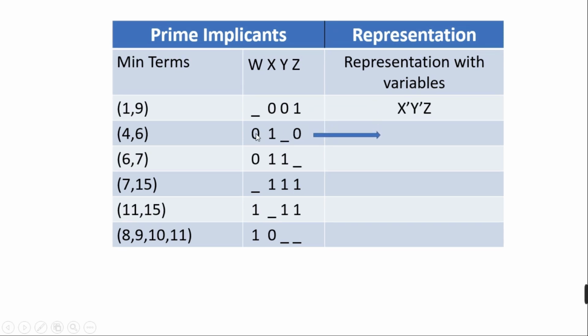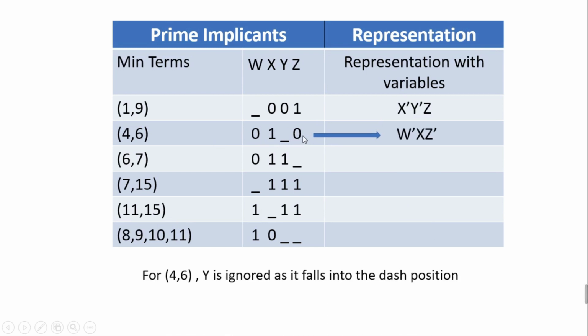Here's the next one, for 4 and 6, 01-0. The first 0 is for w, so that's why w prime. At the second position we get 1, which is for x, so I have written x over there. At the third place there is a dash, so we have ignored y completely. Moving on to the next one, we get 0, so we have written z prime. Whenever we get a dash we ignore it, and we represent all the rest of the bits using the corresponding variable.